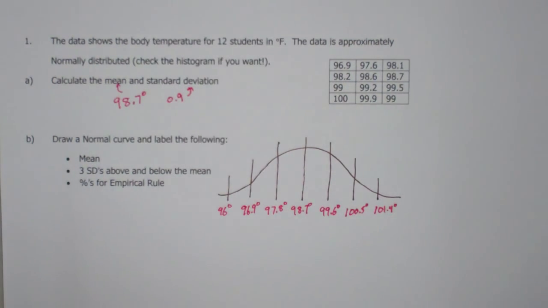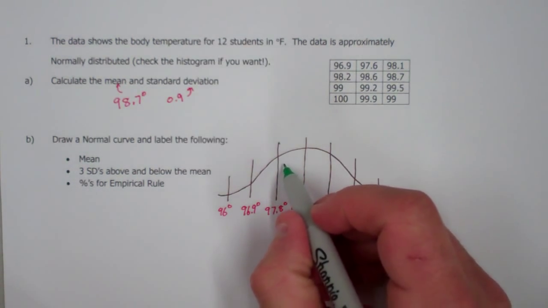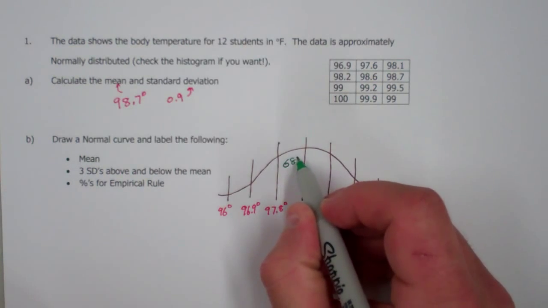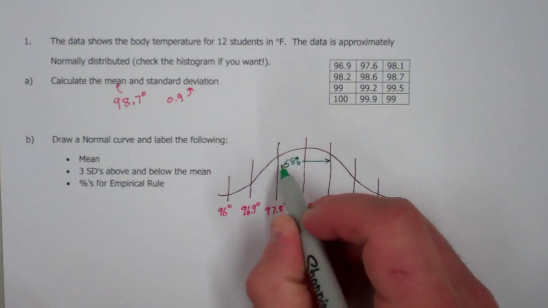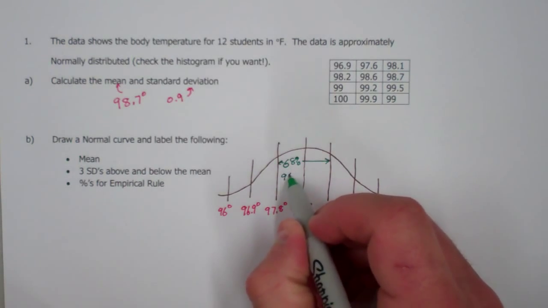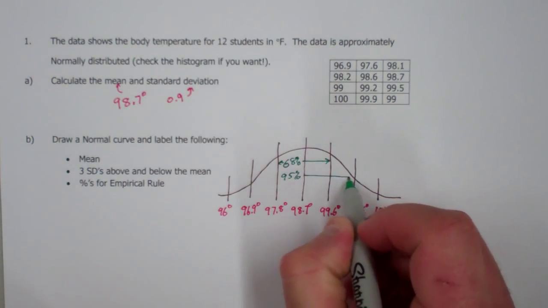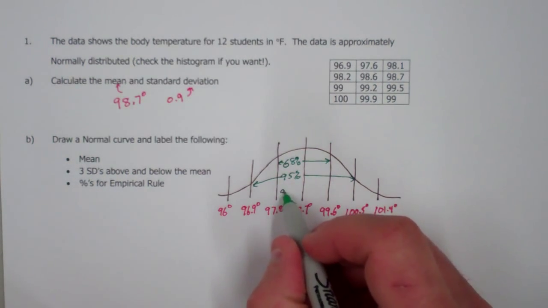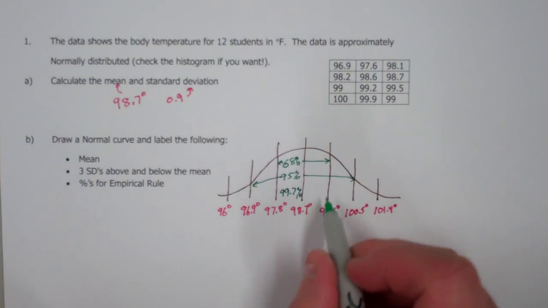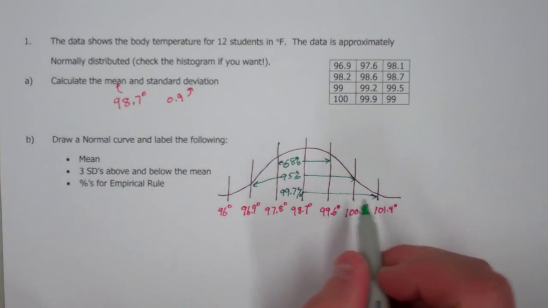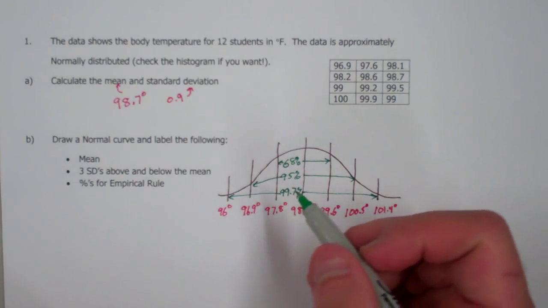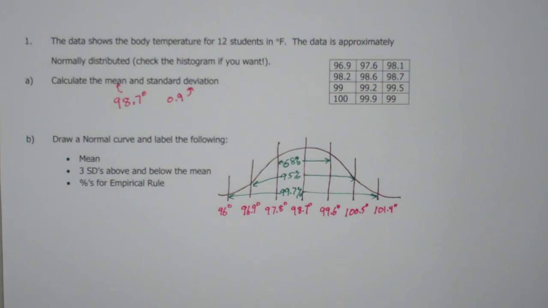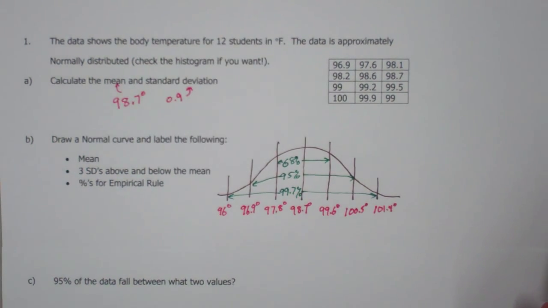We also want to label this with the empirical rule. So the empirical rule, the percents would be 68% falls within 1 standard deviation above and below. 95% would fall between 2 standard deviations below and 2 above. And then we've got 99.7% of the data, almost all of it, would fall between 3 standard deviations below and above.